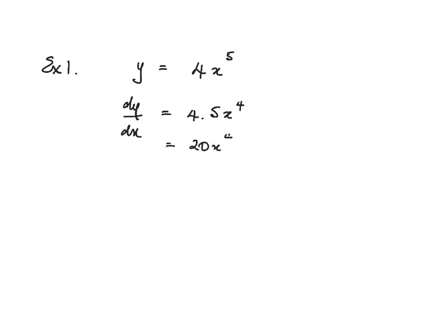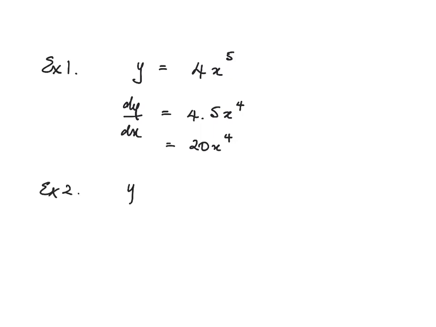Differentiation. We'll start with some revision first of all. Y equals 4x to the power of 5. If we differentiate it, dy by dx, we get 4 times 5x to the power of 4, which is 20x to the power of 4.